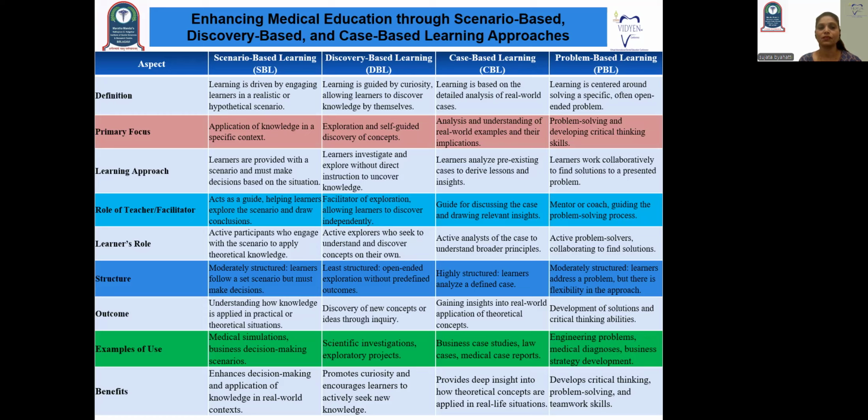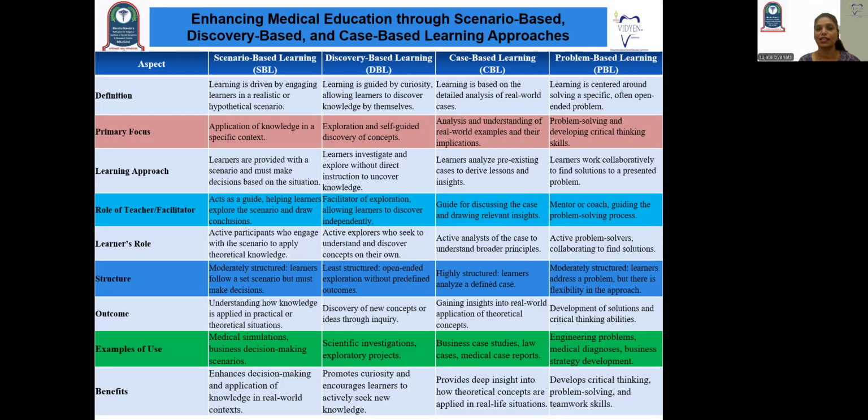Learner's role: active participants who engage with the scenario to apply theoretical knowledge in scenario-based learning. In discovery-based learning, active explorers who seek to understand and discover the concepts on their own. Active analysis of the case to understand the broader principles in case-based learning, whereas in problem-based learning, active problem solvers collaborating to find solutions.